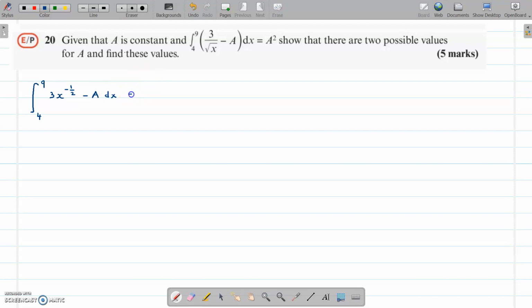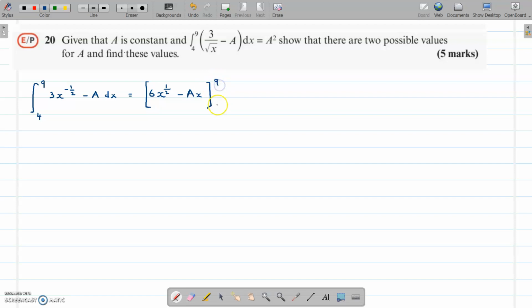Now, if we evaluate that further, we raise the power by 1 and divide by the new power, so we're dividing by a half, which is timesing by 2, so we're going to get 6x to the half, or 6 root x, and we're also going to get minus ax. Okay, and that's going to be between the limits of 9 and 4.